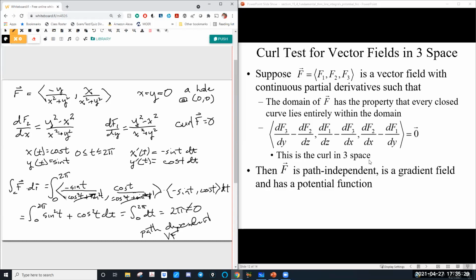If it is, once again, there's no holes, then we can say F is path independent, it is a gradient field, and it has a potential function. So we're already starting to see why we were calculating those curls last week, because they can specifically tell us if we have a conservative or non-conservative vector field. And we've now seen the advantage of having a conservative vector field. It makes line integrals much easier to calculate because all we have to do is find a potential function.